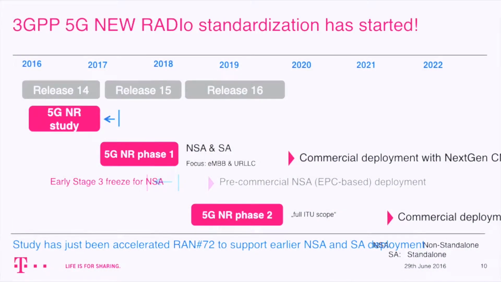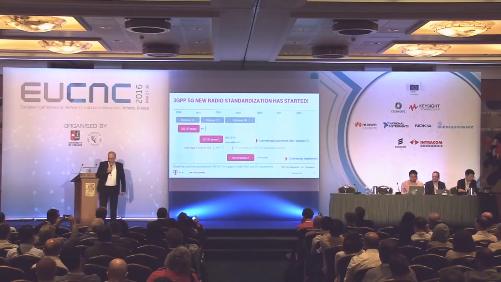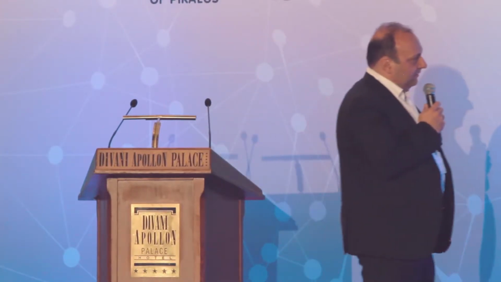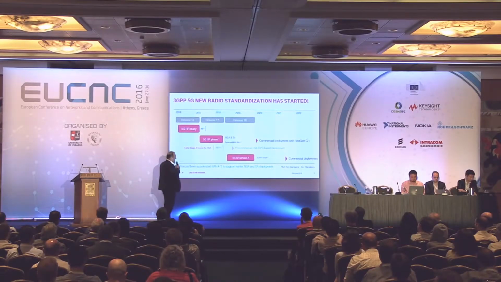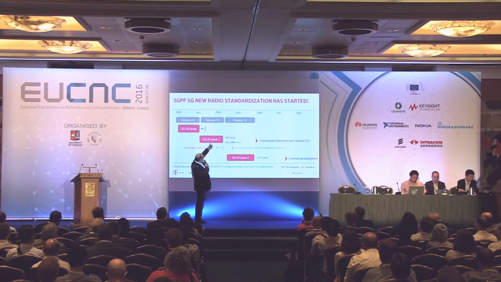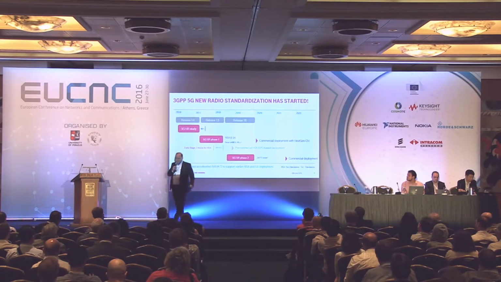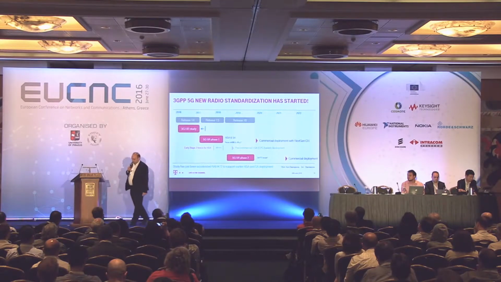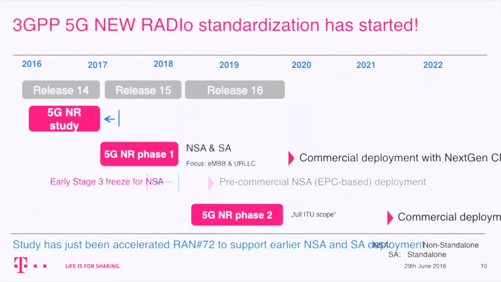There was an agreement 2 weeks ago on what will be in release 14 and 15. Release 15 will be the first release of 5G. There was a decision to go a little bit faster. The next generation air interface will be ready in the middle of 2018. And then we will have the full-fledged 5G next generation air interface at the end of 2019, when we will have the first commercial deployment of the next generation core network.